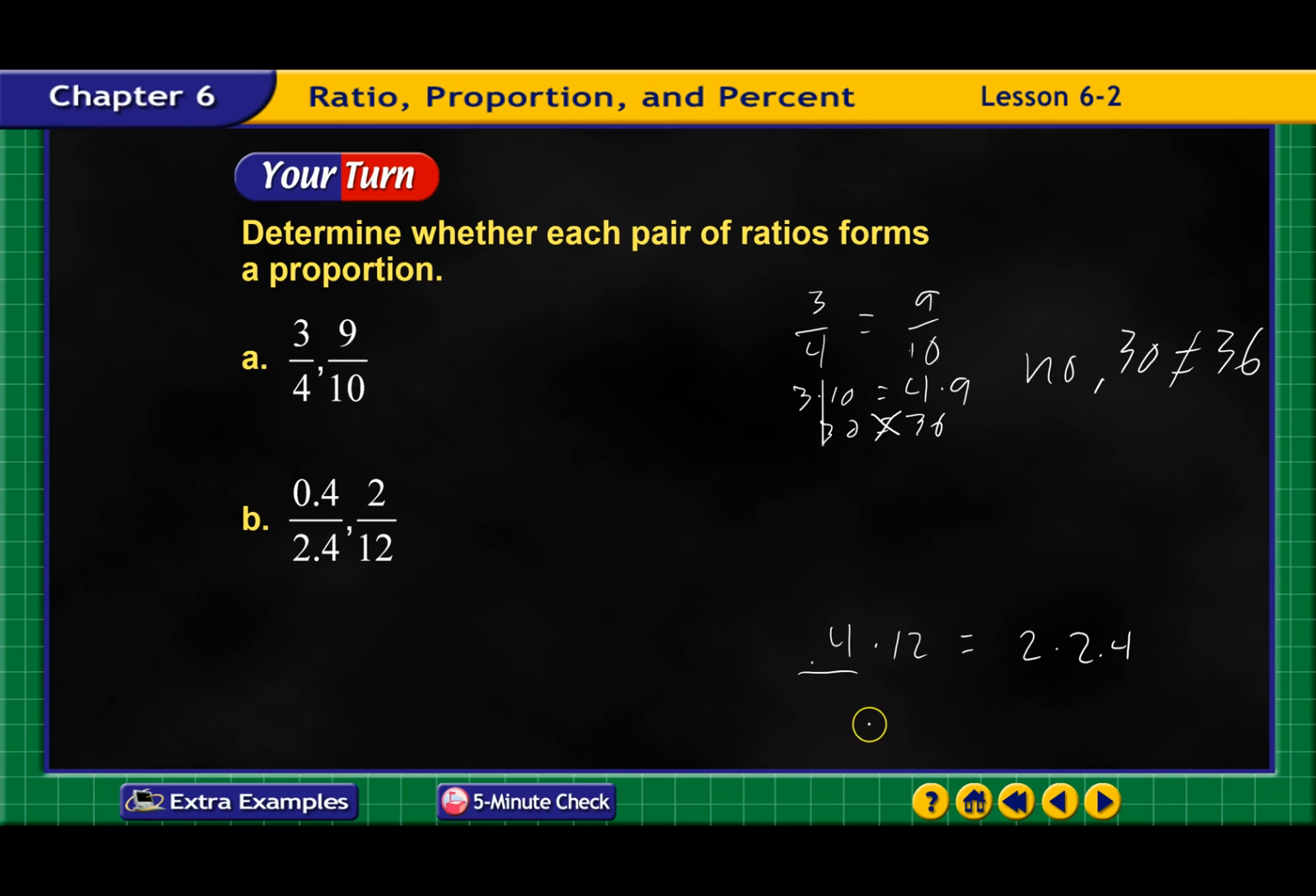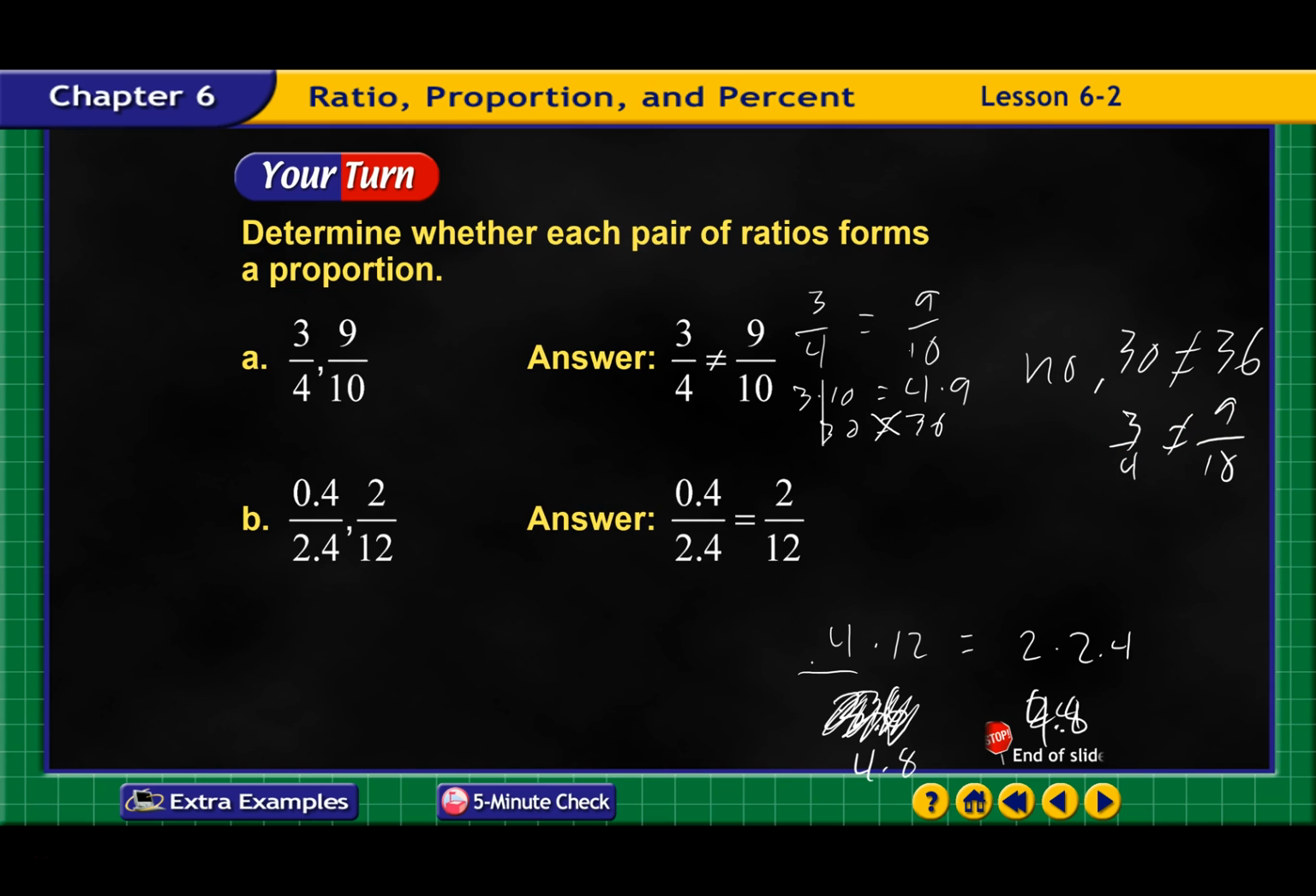These two together, 0.4 times 12 is going to be, sorry, 3.6. And then that's going to be 24. Oh, 4 is going to be 48. So these are going to be 4.8. That's also going to be 4.8 because 2 times 2 is 4, 4 times 2 is 5. Yeah, there we go. So answer, those two are not proportionate. Okay, so they want to actually write that out. So no, they're not a proportion, and 3 over 4 is not equal to 9 over 10. And this side we say, yes, they are equal.